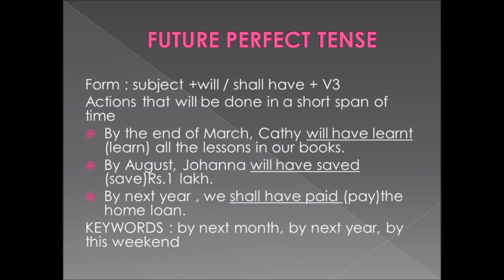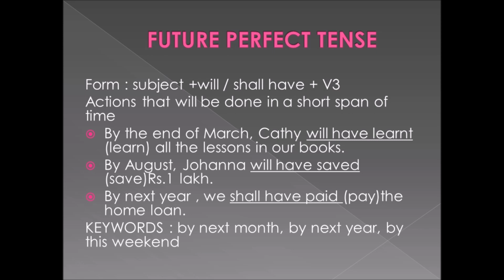The next type of tense is future perfect tense. The structure of future perfect tense is subject plus will or shall plus have plus V3. As we all know, we use will with he, she, it, they, you, and we use shall with I and we. Where do we use future perfect tense? For actions that will be done in a short span of time. Whenever you are representing a particular point of time or a short span of time by which the action will be completed, you have to use future perfect tense.